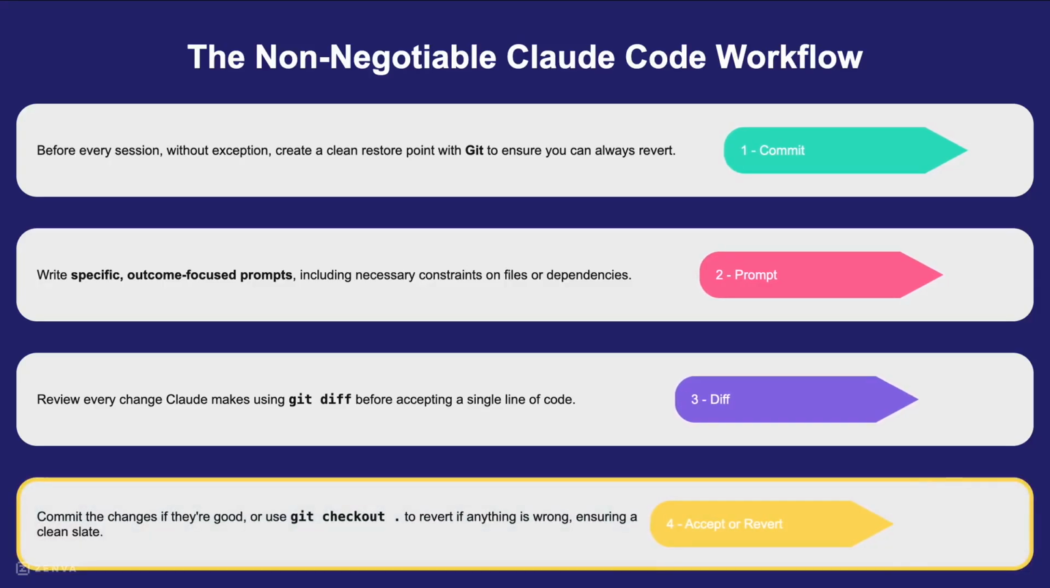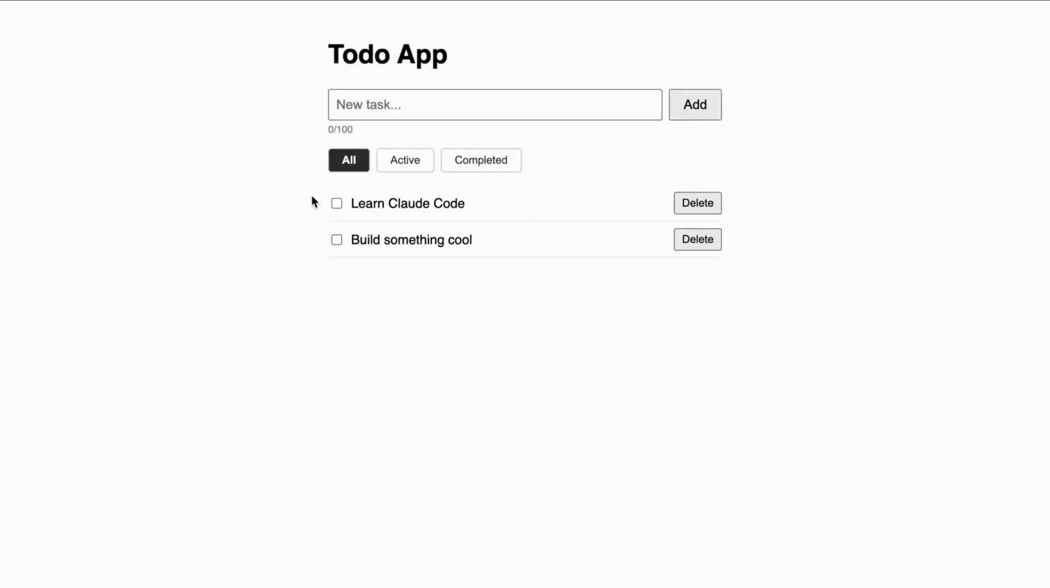Finally, we have accept or revert, the decision you just learned. If the changes are good, you commit them. If anything is wrong, you use git checkout to go back to a clean state, ready to change your prompts and try again. Let's test our app.